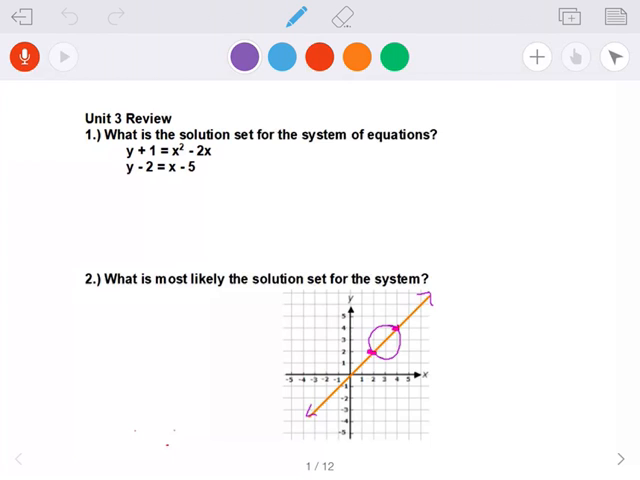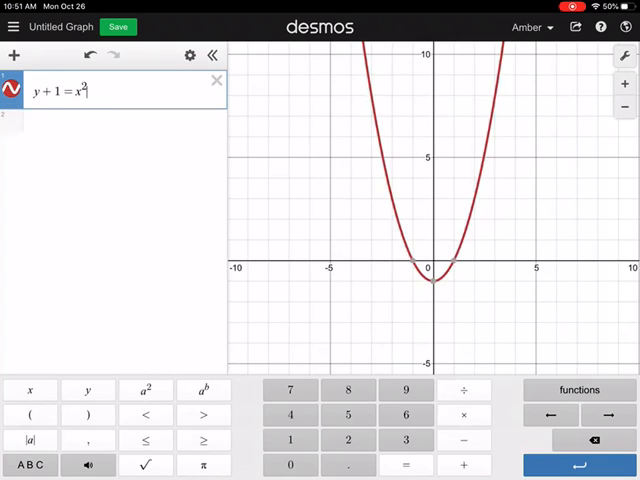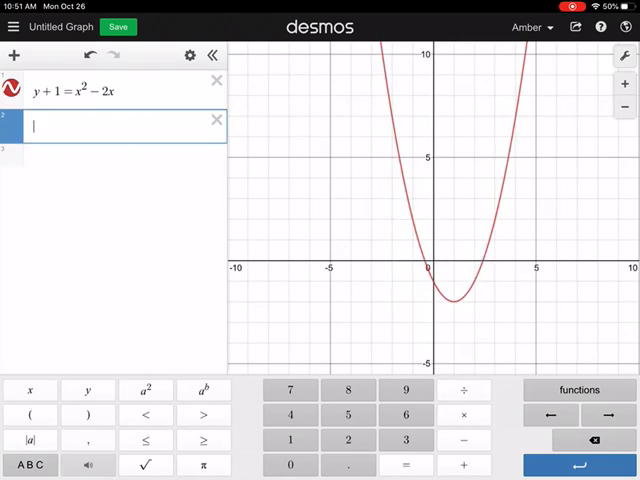The best idea would be to type both of these into Desmos and see where they touch each other. So that's what I'm going to do. I don't even have to solve for y. I'm going to go to desmos.com and I'm going to type them both in. So I have y plus 1 equals x squared minus 2x. And then the second equation, I have y minus 2 equals x minus 5.